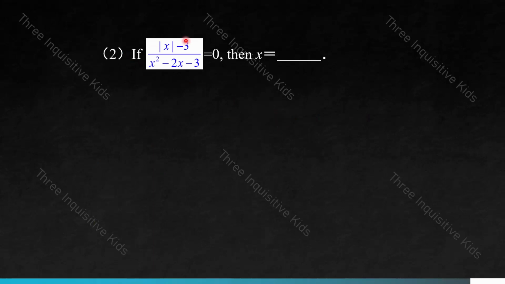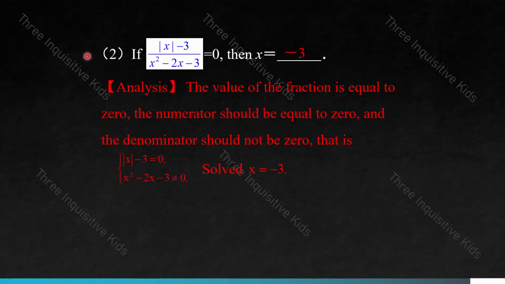If the absolute value of x minus 3 over x squared minus 2x minus 3 is equal to 0, then what does x equal? Again, using the same strategy, pause the video and solve. The answer would be negative 3. Here's our analysis. The value of the fraction is equal to 0. The numerator should be equal to 0, and the denominator should not be 0. So all of this text written in the form of a system of equations, we can solve, and we have x is equal to negative 3.